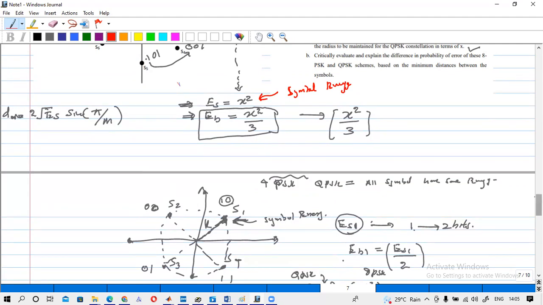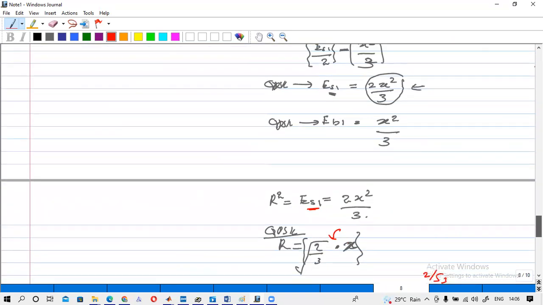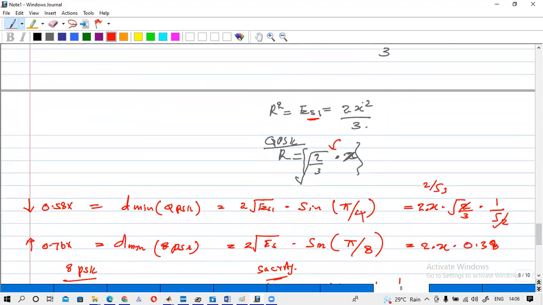Okay, because you can see that here in this 8 PSK, you have x square symbol energy. Okay, x square symbol energy. But in QPSK, you have 2 by 3 x square symbol energy. Your waveform has this energy. That means your waveform has more power. So here you are given more signal power.